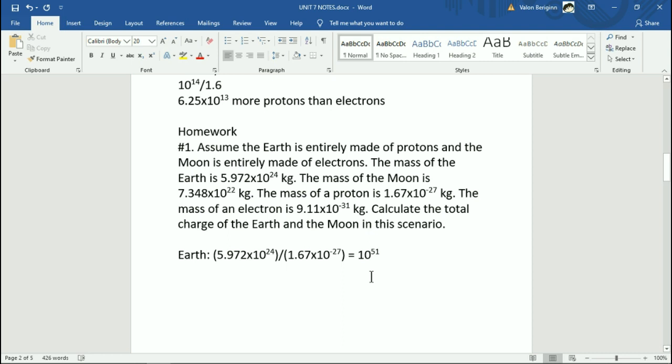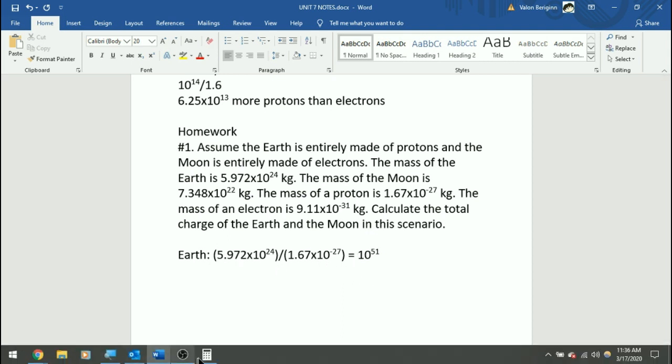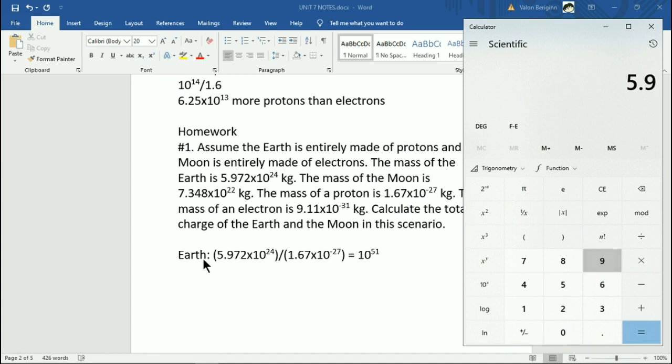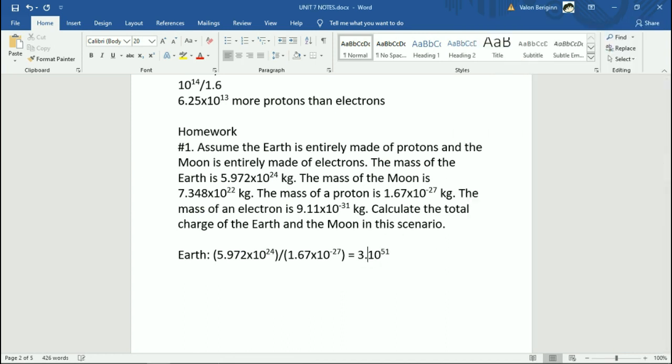And then the coefficient part, so 5.972 divided by 1.67. Okay, and I'll round to here. So 3.576. So that's how many protons there would be to make up the Earth.